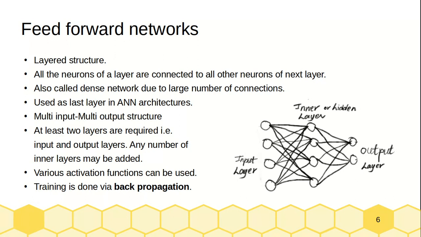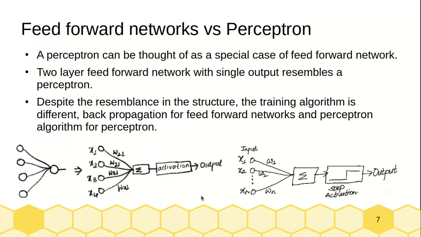Previously we had a single output for a perceptron, but a feed forward network can have multiple inputs and multiple outputs as well. It requires at least 2 layers, which we already discussed, and we can use various activation functions for this network. We will train the network via the backpropagation algorithm, which we will learn when we implement the feed forward network.